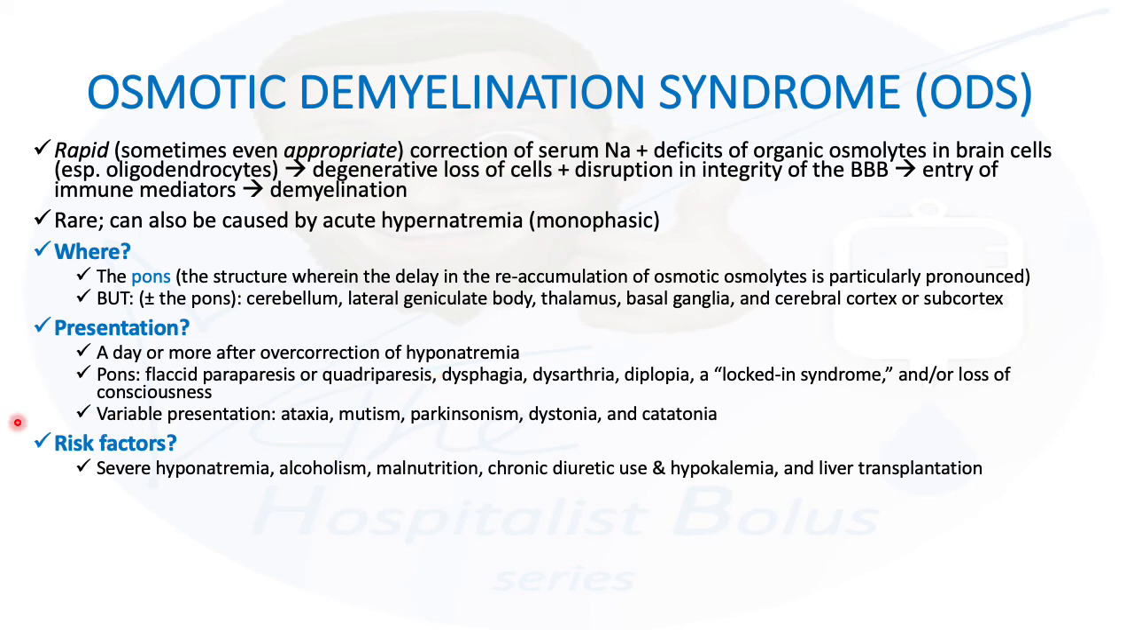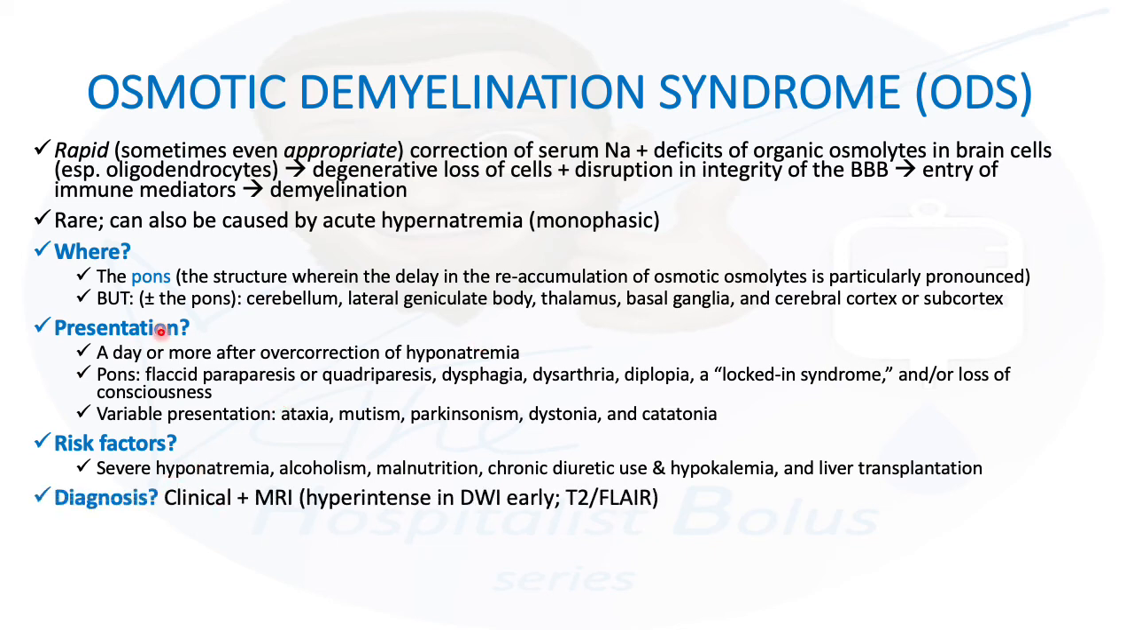Risk factors, this is really very important because these are the patients who might have ODS even with appropriate correction. So people with severe hyponatremia, if they have very low sodium to begin with, they're at more risk for ODS. Patients with alcoholism, patients with malnutrition, patients with chronic diuretic use, especially if they have hypokalemia, and patients with liver transplantation. Be careful with these patients if they have hyponatremia because they can develop ODS more rapidly and they're prone to develop ODS more than any other patients.